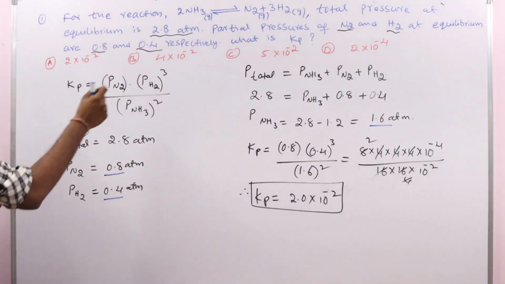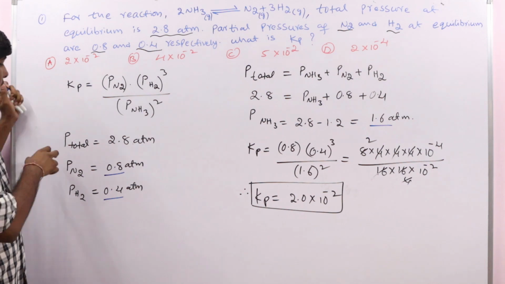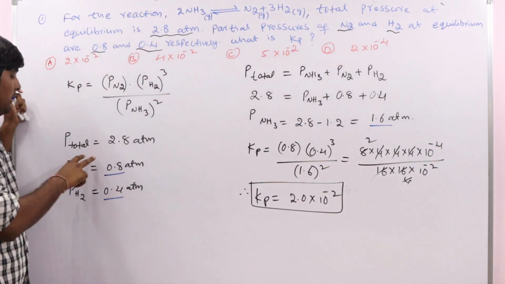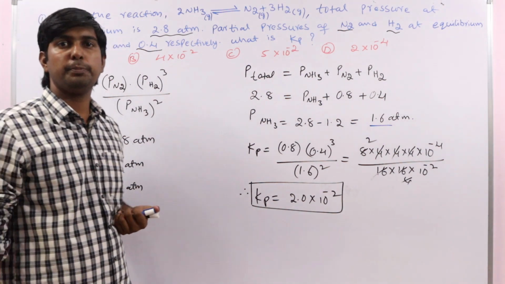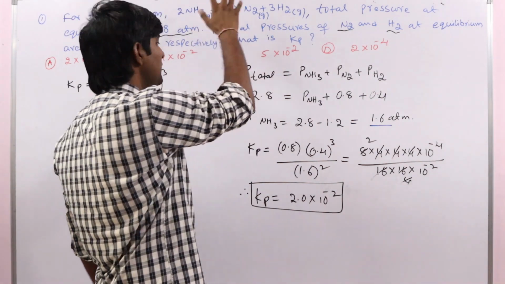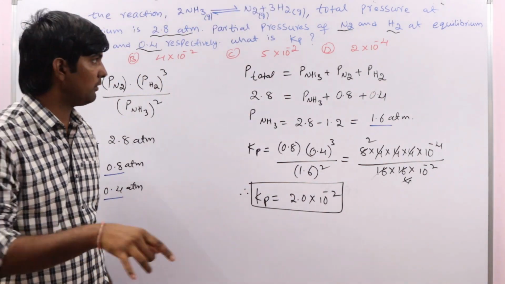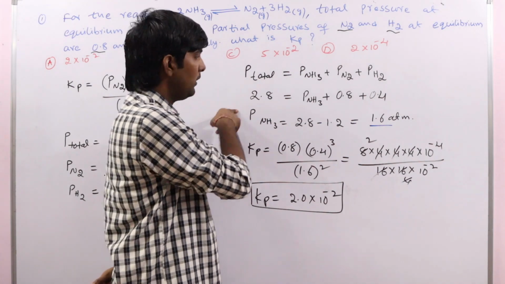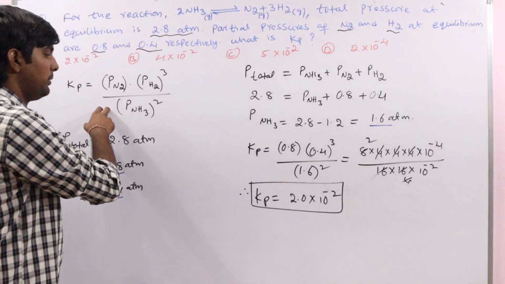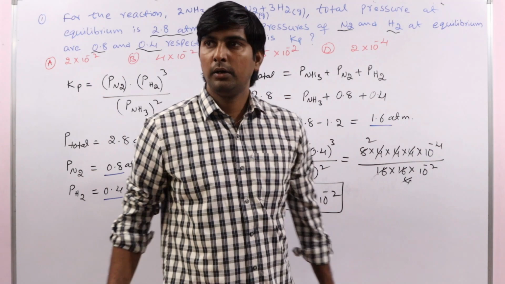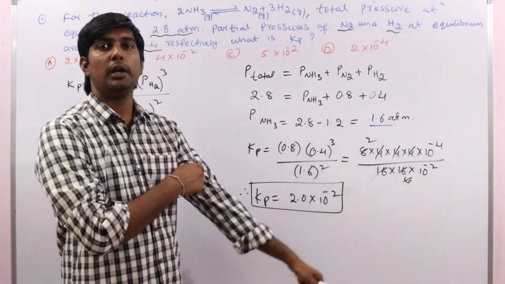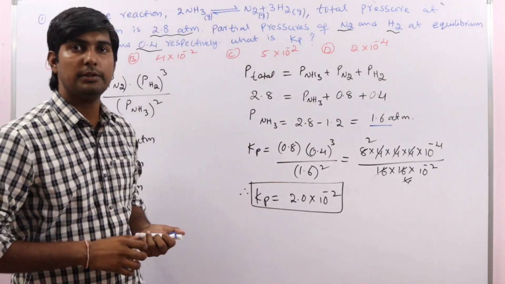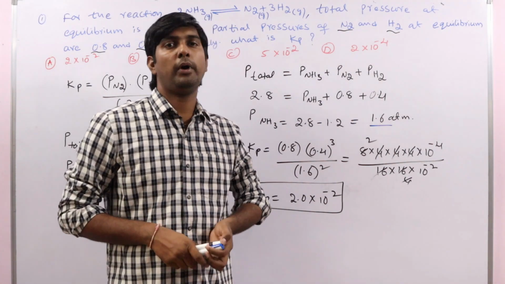First write the information which is provided. Here total pressure is given and partial pressures of two species are given. The third species' partial pressure is not provided, which we have calculated in this way. Then substitute in the Kp expression, and we get the answer. This is also very important when the partial pressure of one species is not directly provided.